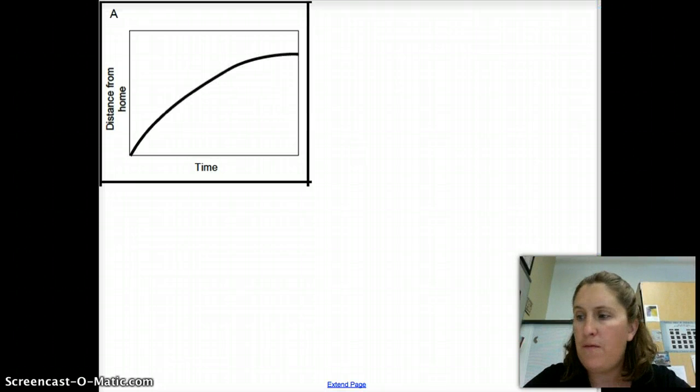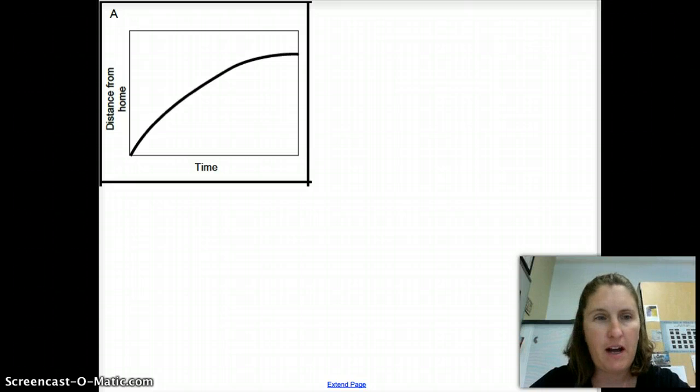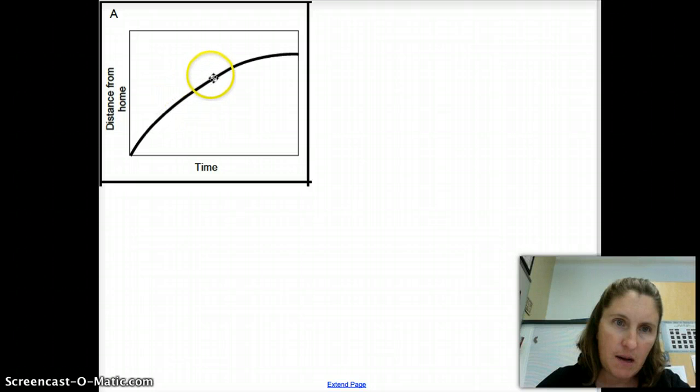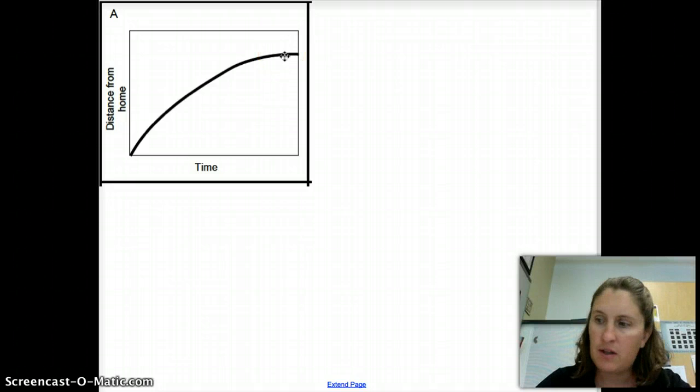Okay, so hopefully you paired A with number 5. Tom left his home for a run. The steepness of the slope shows you how fast he's going. So this line gets less and less and less steep until there's a slope of 0, which is where he stopped. So A goes with number 5.